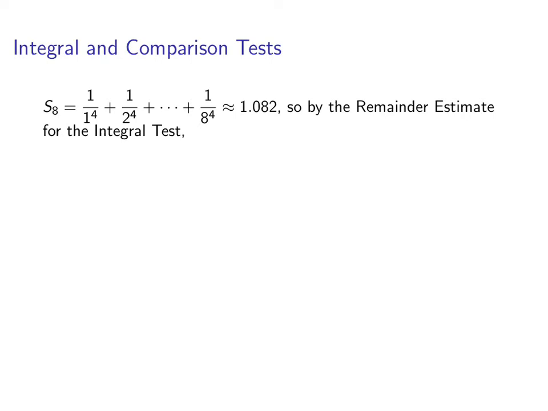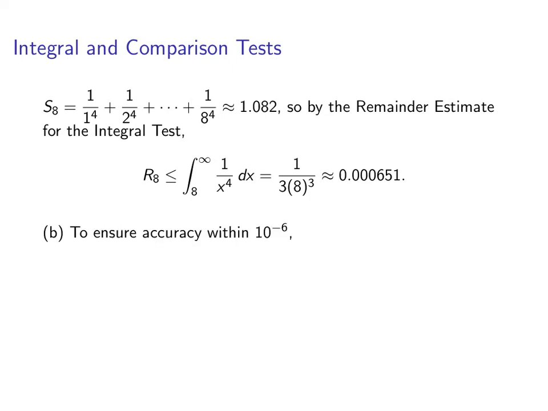The important thing is that according to the remainder estimate for the integral test, when we add up just 8 terms, the remainder, by using those 8 terms, is bounded above by the integral from 8 to infinity of 1 over x to the fourth dx. And we computed that. It's 1 over 3 times 8 cubed. And that's about 0.000651. That's actually really good. That's a very small error.